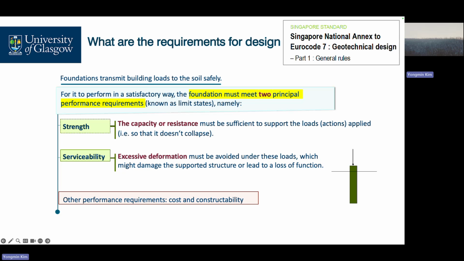Foundation must meet 2 principal performances: strength and serviceability. Strength meaning bearing capacity. What is bearing capacity? Resistance. Pile itself resistance? No, they are very strong. Also is resistance. And then serviceability, excessive deformation. We have to protect against excessive deformations.